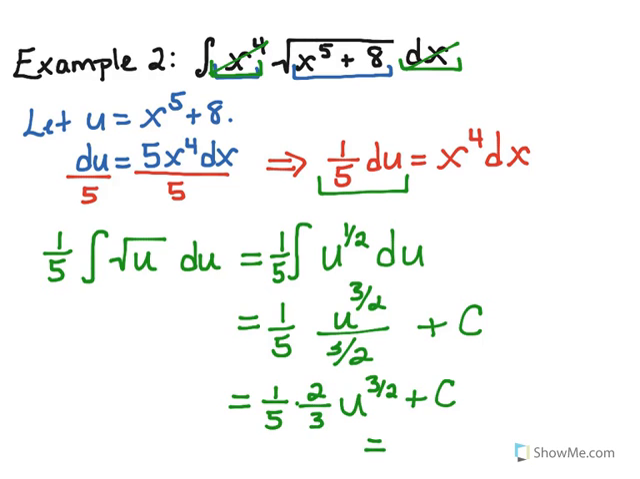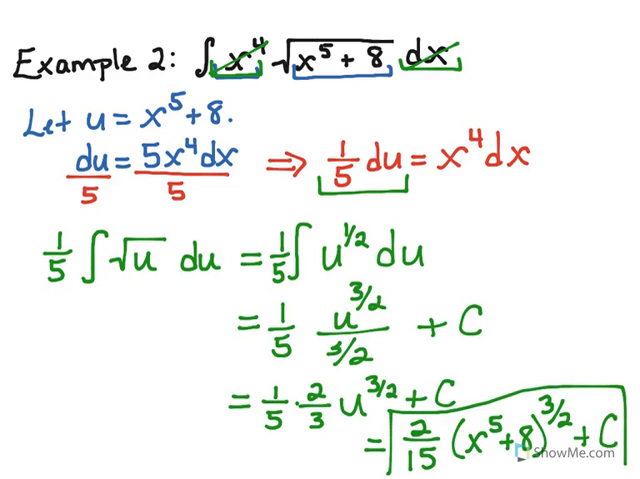So if I clean that up just a little bit more, 1/5 times 2/3 is 2/15. And then u was x to the 5th plus 8. And then my exponent's 3/2, and I have plus c. So that would be my final answer for this problem. All right. That's it.